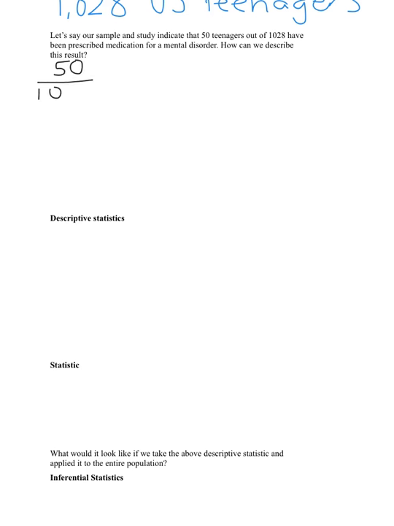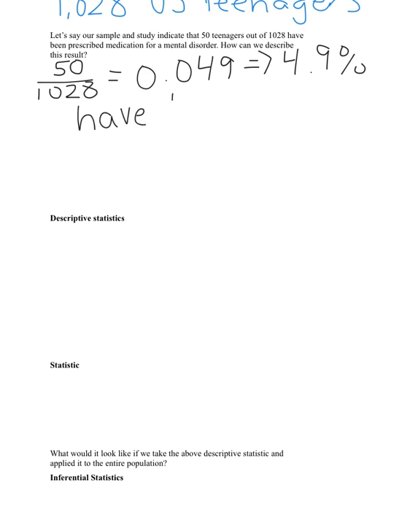So when we're talking about results of surveys, a lot of times we're going to quantify them. We're going to turn it into some sort of number. So 50 out of 1,028, 50 divided by 1,028 is 0.049. So we can say that as a proportion, or we could say that that's 4.9% of them have been prescribed medication for mental disorder.